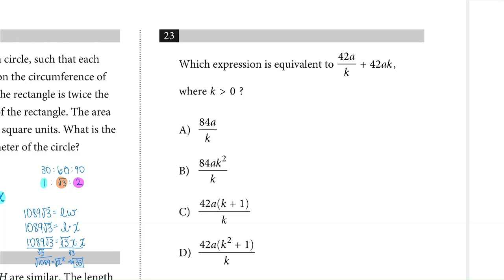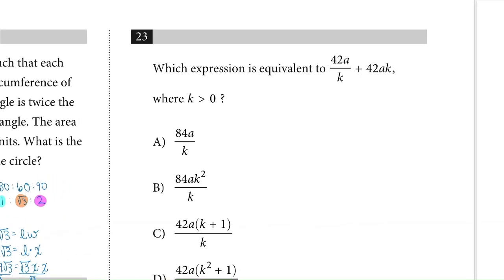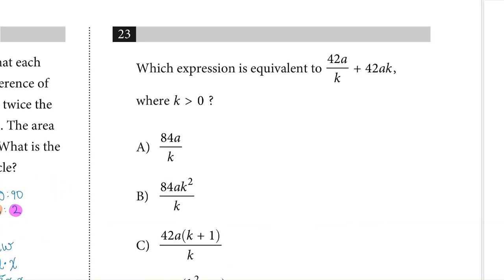Welcome back. We are going through the SAT practice test number 5, module 1, and we are continuing the series that we have going. So this is number 23 on here. Which expression is equivalent to 42a over k plus 42ak, where k is positive, greater than 0?